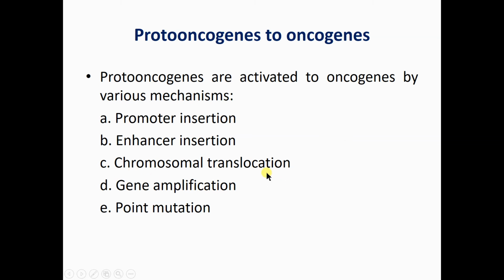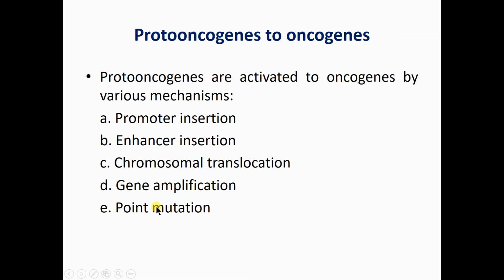Then chromosomal translocation. It means a certain portion of one chromosome is translocated to another chromosome. For example, in Burkitt's lymphoma, a portion called the MYC gene is translocated from chromosome number 8 to chromosome number 22. When it is translocated to that other chromosome, its activity becomes increased. So this leads to increased gene expression of the particular gene area, which leads to uncontrolled growth of the cell.